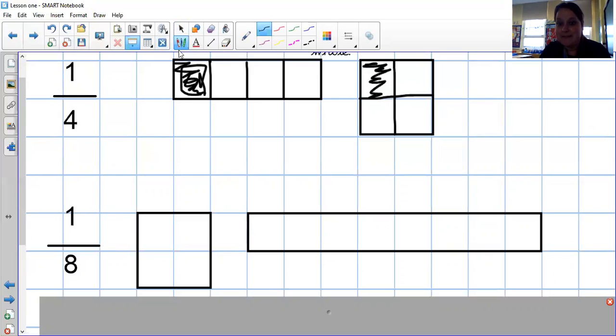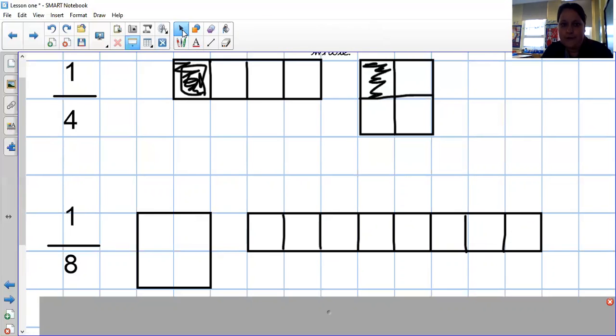So our whole is split into 8 equal parts. So I'm going to do that first of all. 1 equal part, 2 equal parts, 3 equal parts, 4 equal parts, 5 equal parts, 6 equal parts, 7 equal parts, and 8 equal parts. And I am interested in 1 of those equal parts. And there we have represented 1/8.